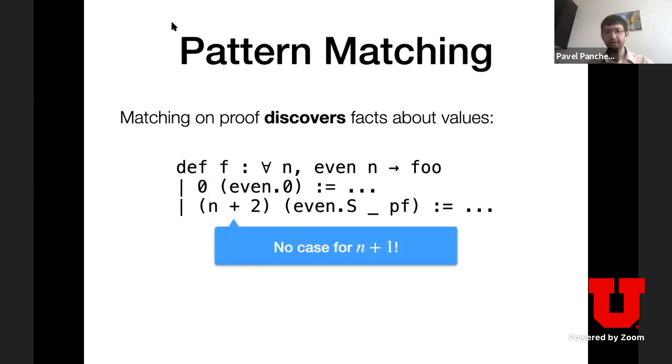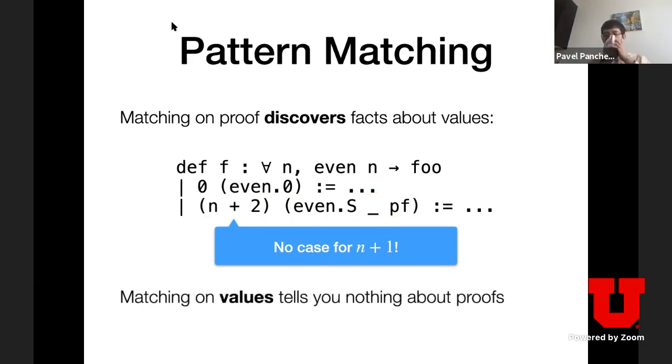So we have this idea of proofs, which is one argument to a function, telling you something about another argument to the function. And this is what we call type dependency. This type, even n, depends on this value n. And so elements of this type tell you something about this value. So we have this idea that pattern matching on the value doesn't necessarily tell you anything about the proof, but matching on the proof tells you something about the value.